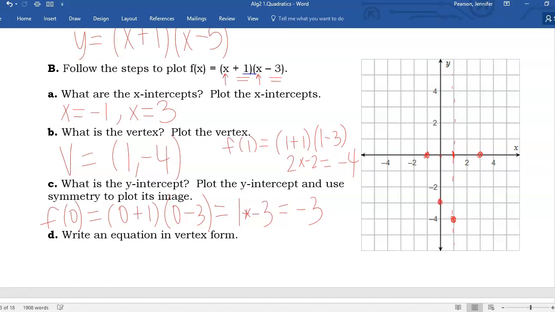And then using symmetry, here's my middle point, middle line. So now I have another point on the side there. So we can rough out this U shape. Yeah, that looks good.